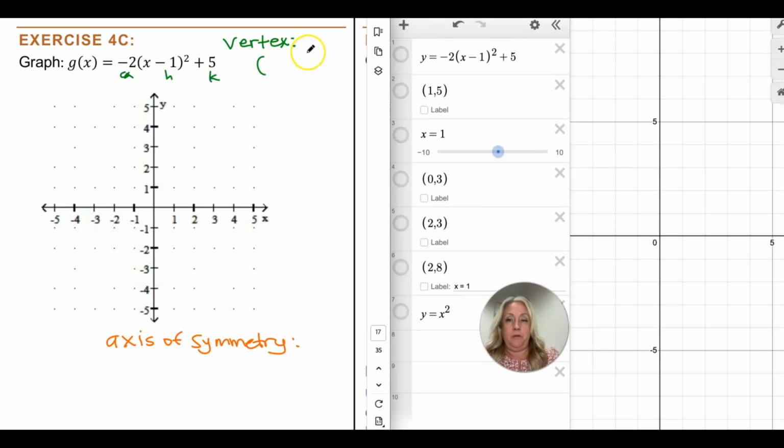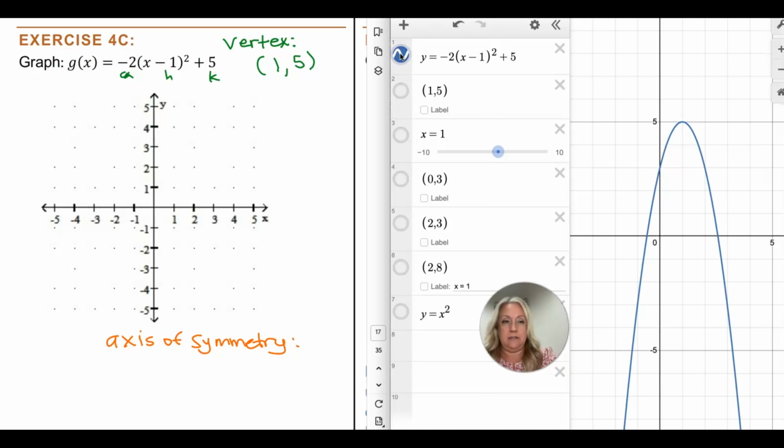So be careful when you're writing that X coordinate. Remember, it's the opposite. Insiders are liars. So it's going to be a positive 1, and then this K value stays just how it is. And so we have the point (1, 5). So let's look at what the graph of this is, and then we can talk about the other parts of the parabola.